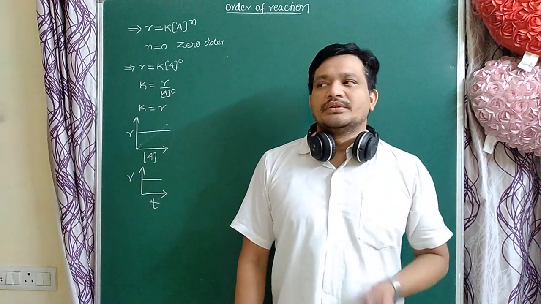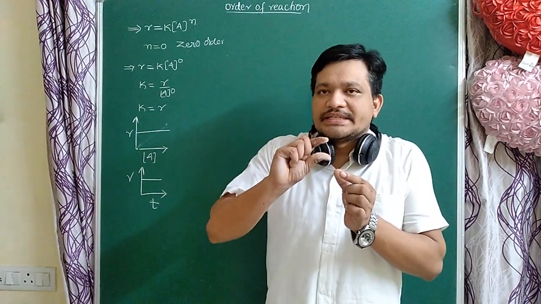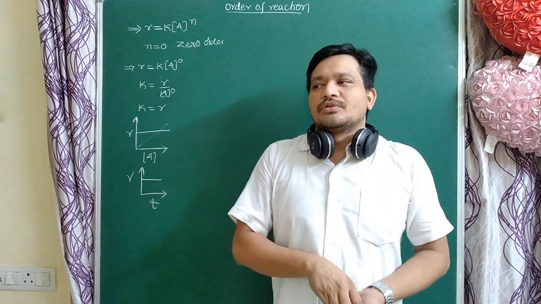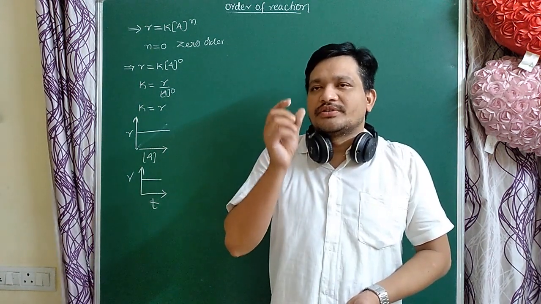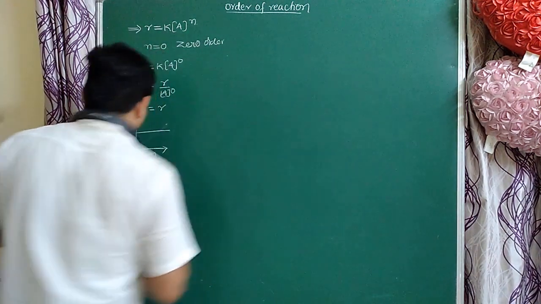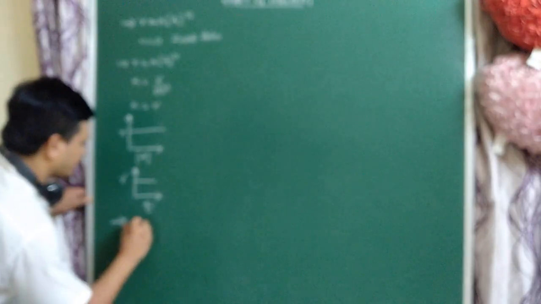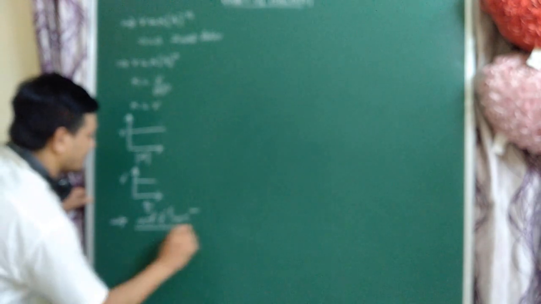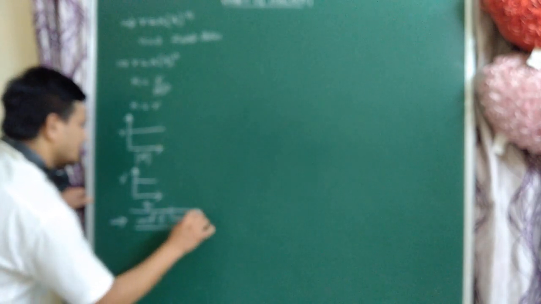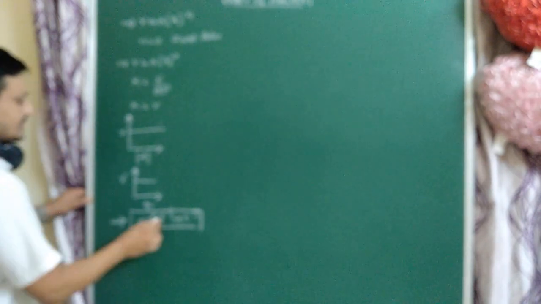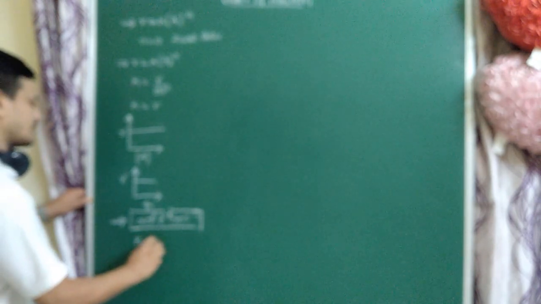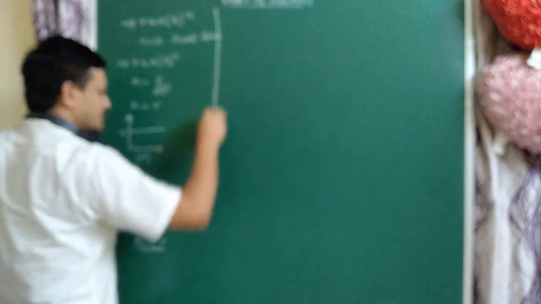Very important. Based on units, you can easily identify which order this is. The units of the rate constant are mole per litre per second, that is mol L inverse s inverse. These are the rate units and also the rate constant units. So this type of reaction is called a zero order reaction.